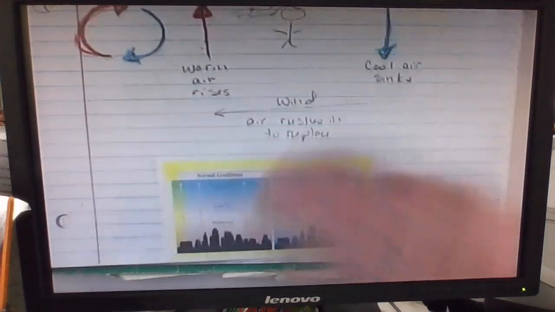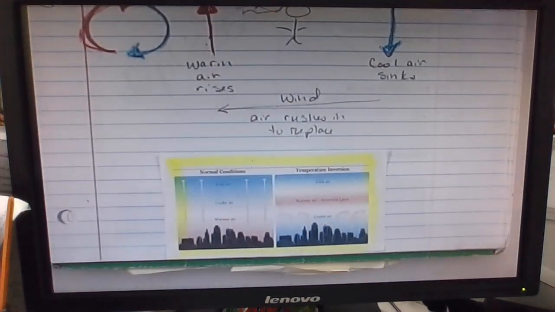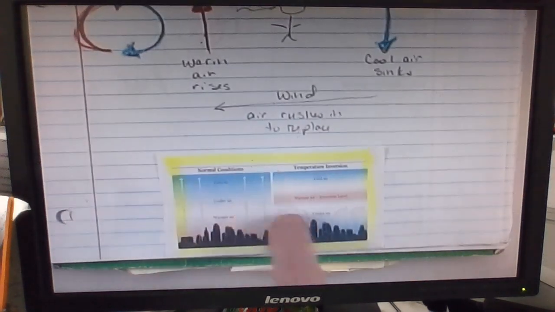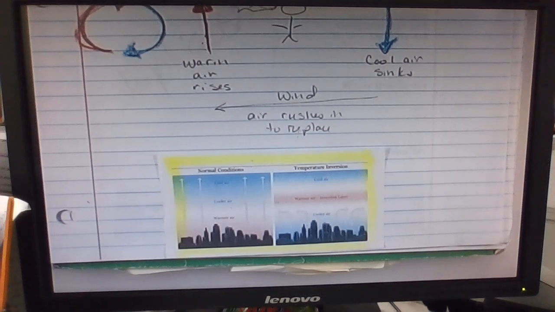Yep, this gets taped in, put it underneath wind, so that helps you. No, we don't need to get underneath it. Get you a third different color highlighter, highlight temperature inversion, and then box in your picture that represents temperature inversion.